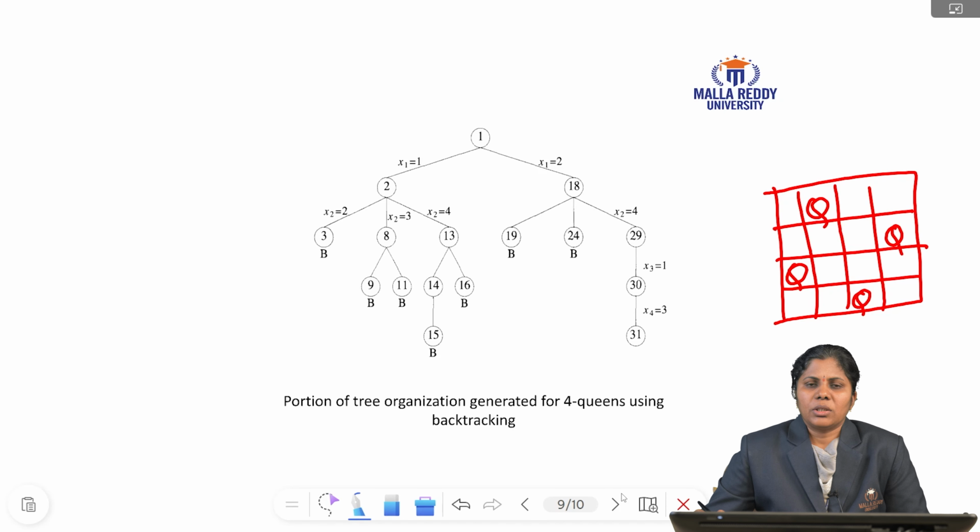So this is the advantage of using the technique of backtracking, where all the possible solution states can be achieved with the help of backtracking, where the tree organization is generated with the help of depth first numbering of the nodes, and it is one of the techniques which is more efficient for finding an optimal solution. Thank you.